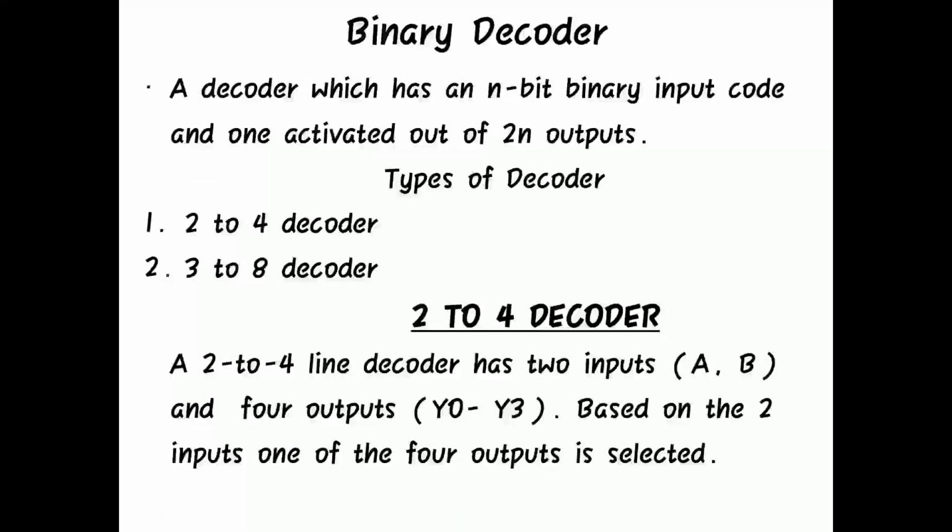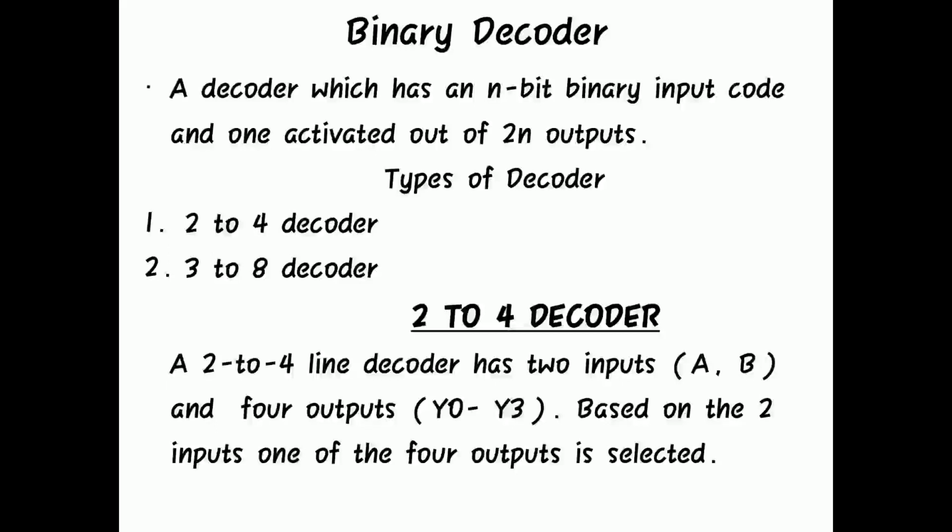Coming to the binary decoder. Basically, a decoder which has an n bit binary input code and one activated output out of 2 to the power of n outputs. The concept of a binary decoder is that, consider 2 inputs, you will get 4 outputs. In the 4 outputs, all the outputs will not be activated at one time. Based on the input combination, one output will be activated at one time. I'm going to repeat, all the outputs are not activated at one time in a decoder. For one combination of input, one output will be activated.